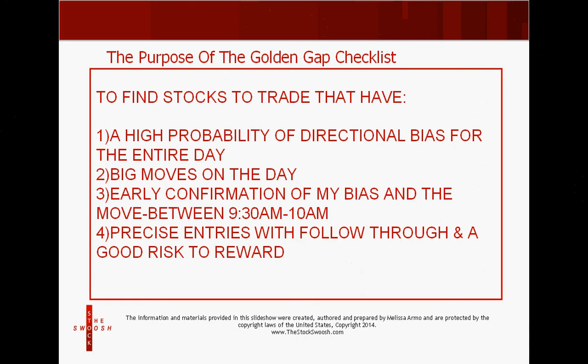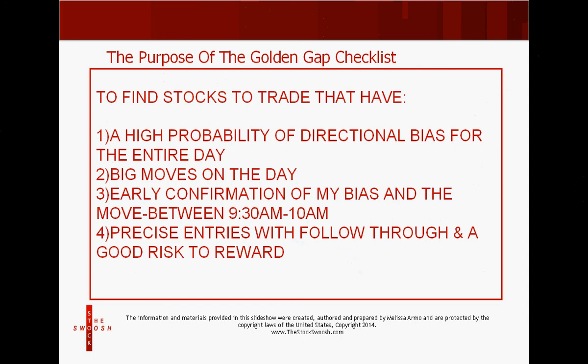So the purpose of this 26-point checklist is what? Number one, define a high probability directional bias for the entire day. Big moves in the day. Early confirmation of the bias. I want to have early confirmation. What do I mean? Between 9:30 and 10. I'm not taking my first trade at 2 o'clock in the afternoon. Even as a day trader, you can trade anywhere from 9:30 to 4 o'clock Eastern time, okay? But I'm looking for the confirmation between 9:30 and 10. I'm also looking for precise entries with follow-through and a good risk to reward.